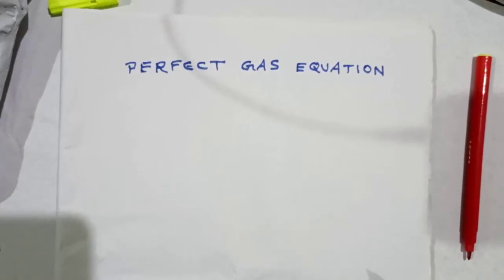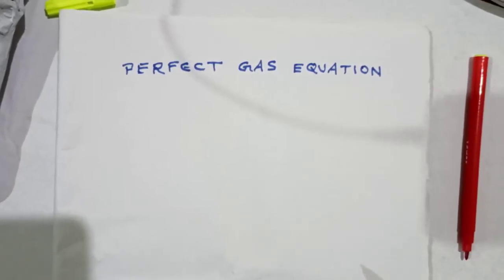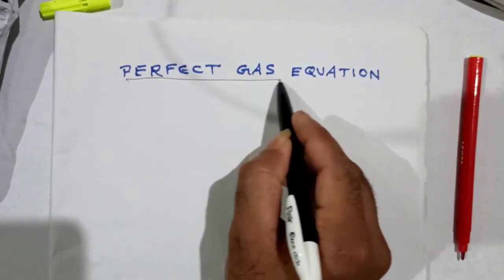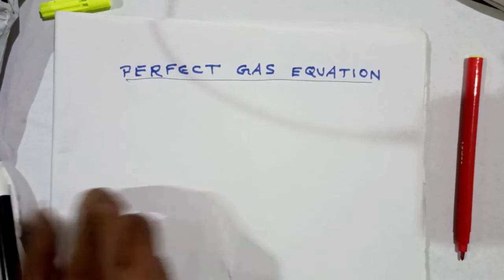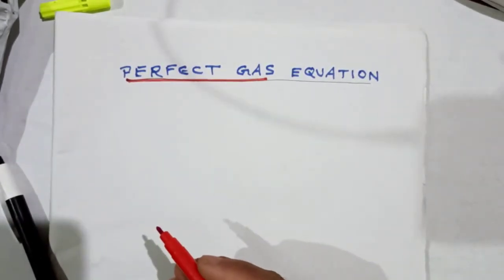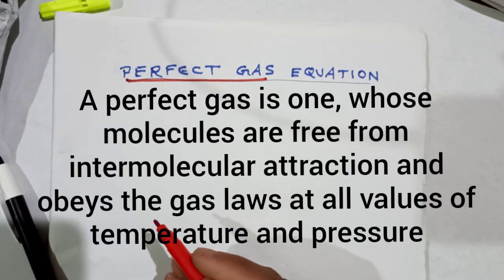Okay guys, so today we are going to derive the perfect gas equation. Okay, this perfect gas equation. So first of all, what is a perfect gas? A perfect gas is one whose molecules are free from molecular attraction and obeys the gas laws at all values of temperature and pressure.